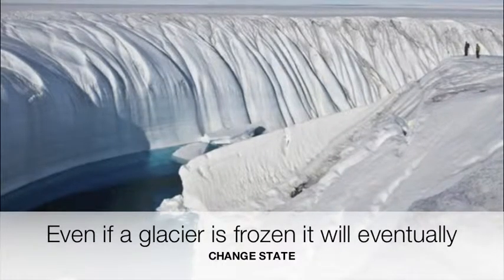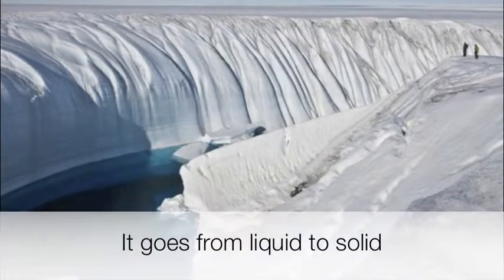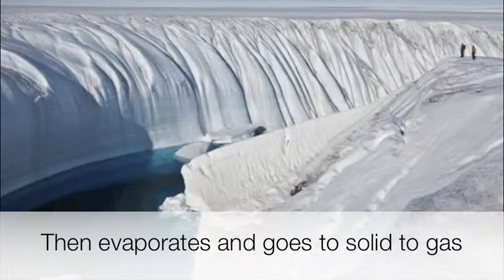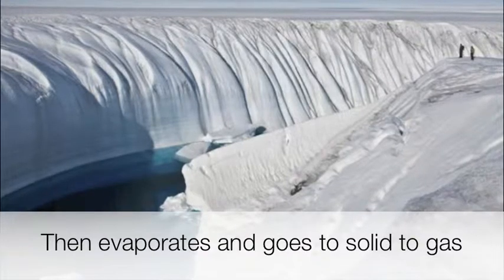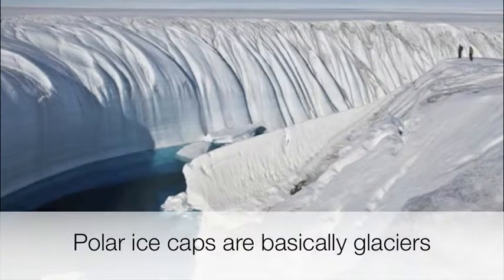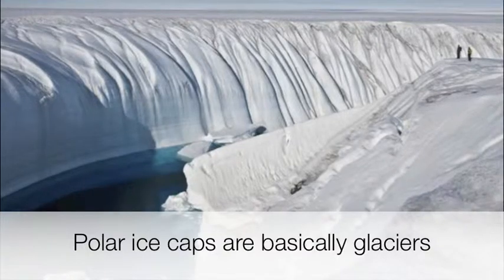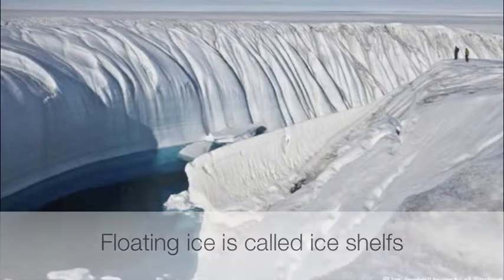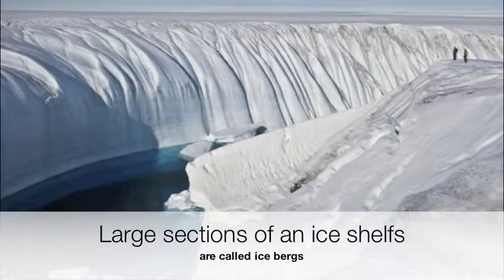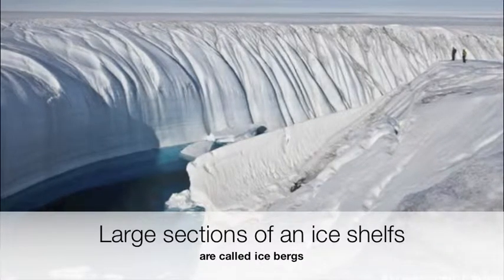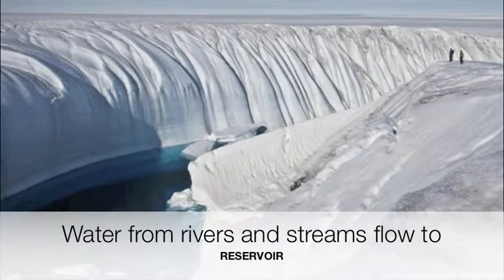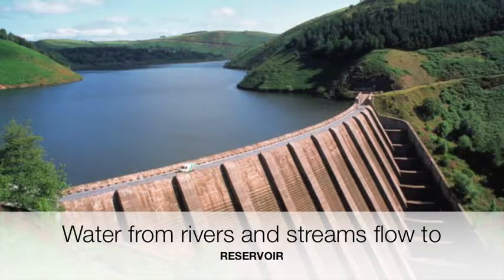gravity. Even if a glacier is frozen, it will eventually change state. It goes from solid to liquid, then evaporates and turns into gas. Polar ice caps are basically glaciers. Floating ice is called ice shelves. Large sections of ice shelves are icebergs.